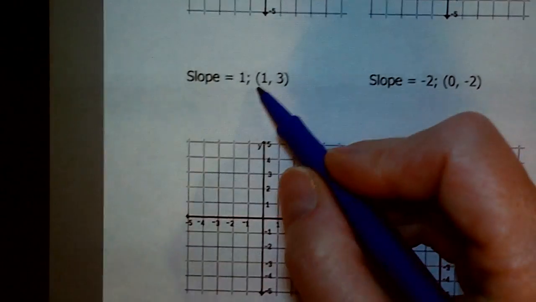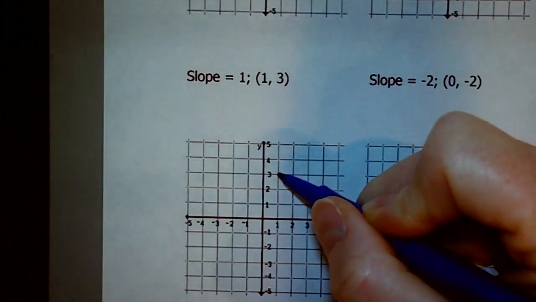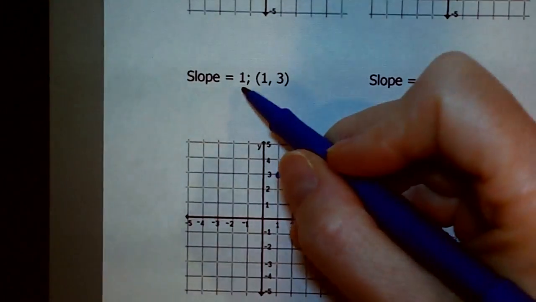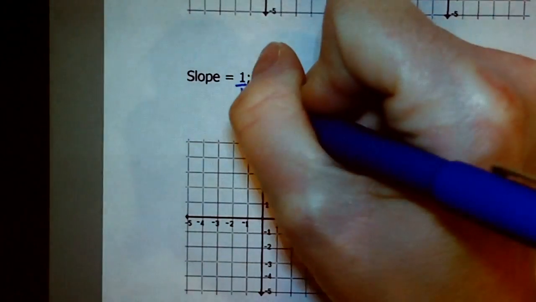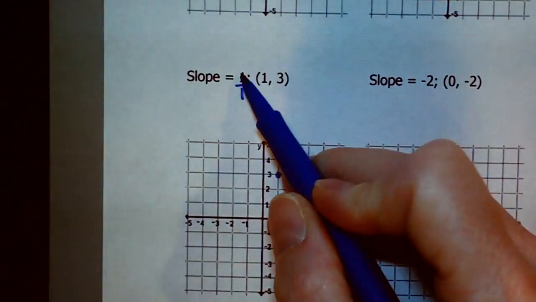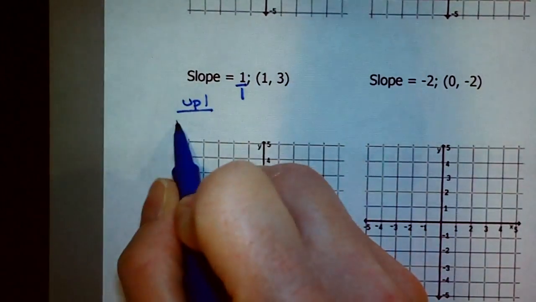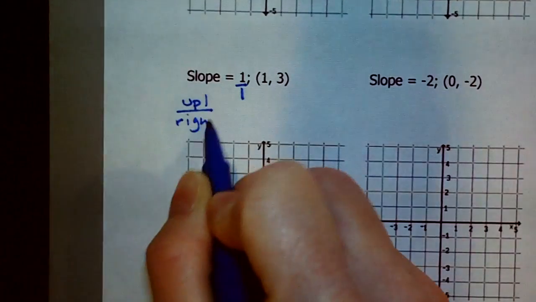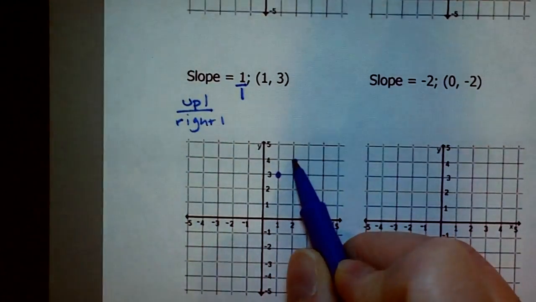This one, our ordered pair that we're given is 1, 3. So I'm going to plot 1 on the x, 3 on the y. I have a whole number slope again. Remember, if you have a whole number slope, to get the run, put a 1. So 1 on the top, that means the rise is 1. 1 on the bottom, that means the run is 1. So they're both positive, that means I'm going to go up 1, right 1, and draw my line.